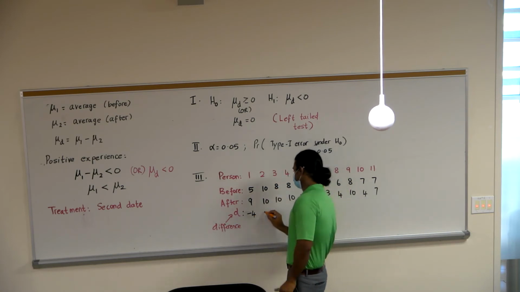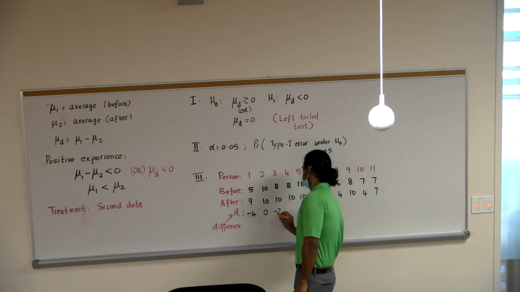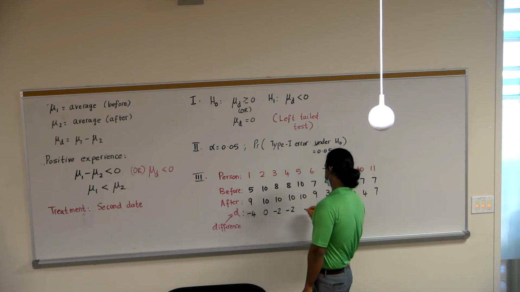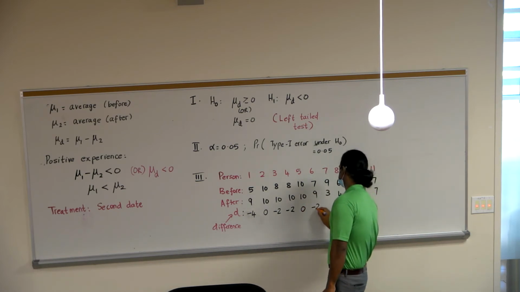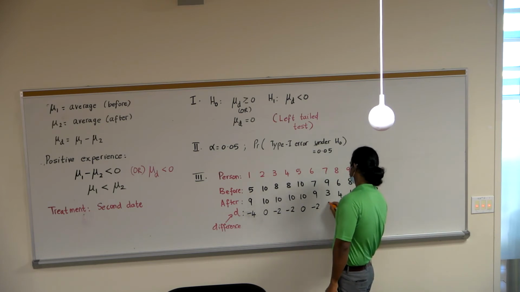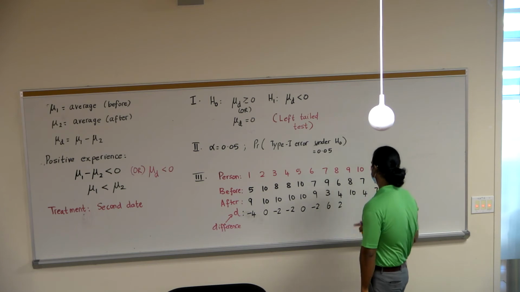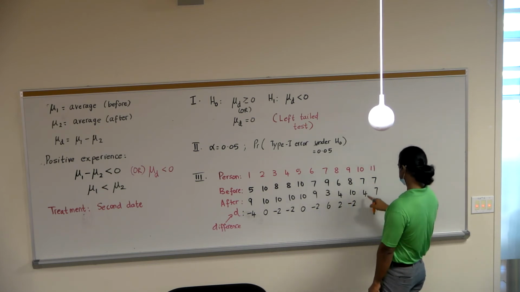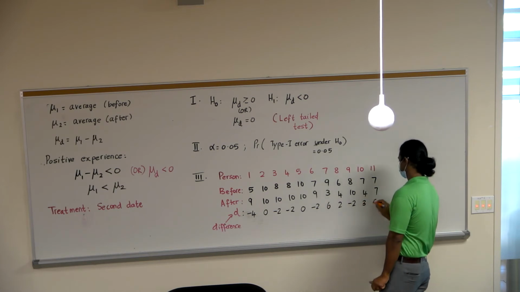10 minus 10, 0. 8 minus 10, minus 2. 8 minus 10, minus 2. 10 minus 10, 0. 7 minus 9, minus 2. 9 minus 3, positive 6. 6 minus 4, 2. 8 minus 10, minus 2. 7 minus 4, 3. 7 minus 7, 0.